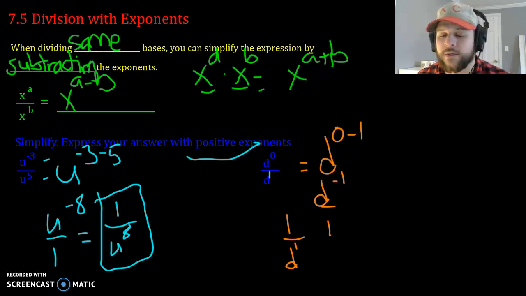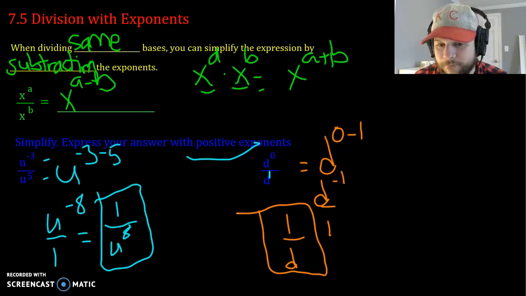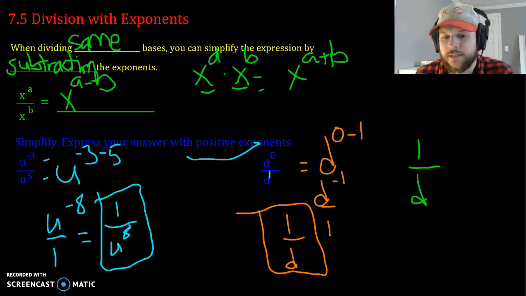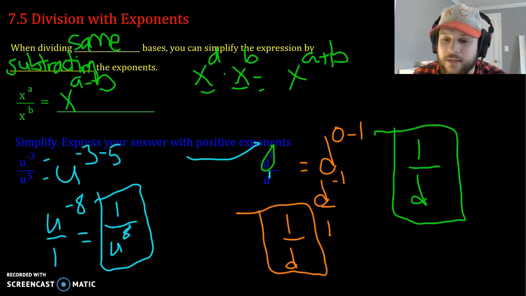You can either write d to the 1. Eventually, however, I will start asking you to leave that 1 exponent off, and it would just be 1 over d. Or what you could do from here is notice that it's a 0 exponent, so this can be reduced by saying that d to the 0 power is just equal to 1, and we already know that this is a positive exponent, so we don't need to do anything from there. You are able to use your 0 exponent properties to simplify that term first before you subtract if that makes it easier, but you will end up getting the same solution regardless.